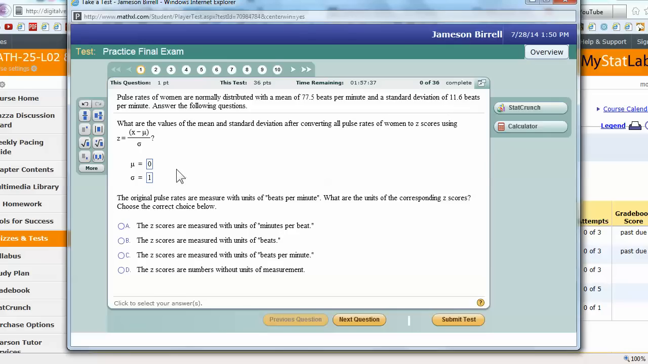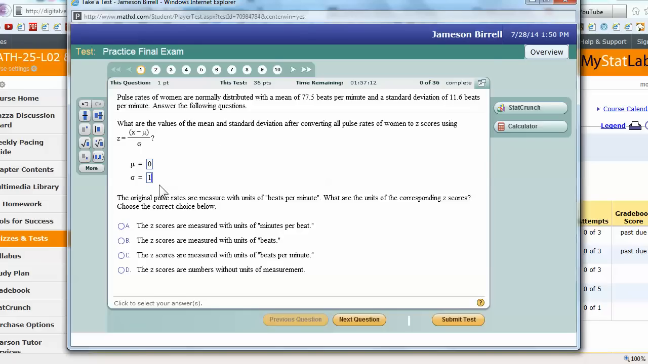And actually, wait a minute, just a moment. You'd be able to run it. You'd be putting in 77.5 and minusing 77.5, and then you'd be dividing by 11.6. And then similarly, either way. So I guess you have to read between the lines. You have to understand what the question's asking.